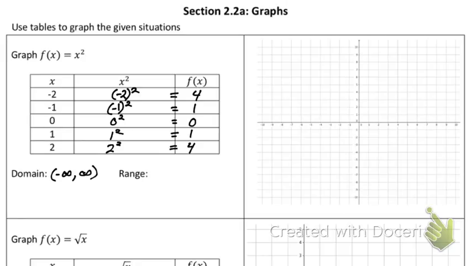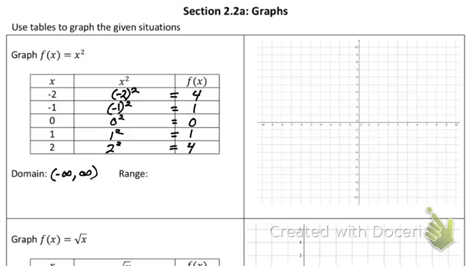Range is a little different. I know I can plug whatever number I want in. Am I going to always get out every single possible value? In other words, what number can you square to get a negative out? None.